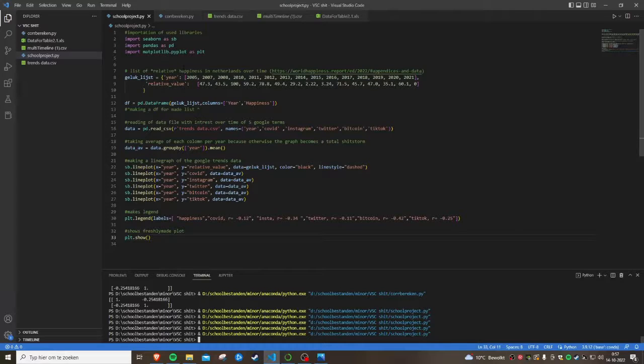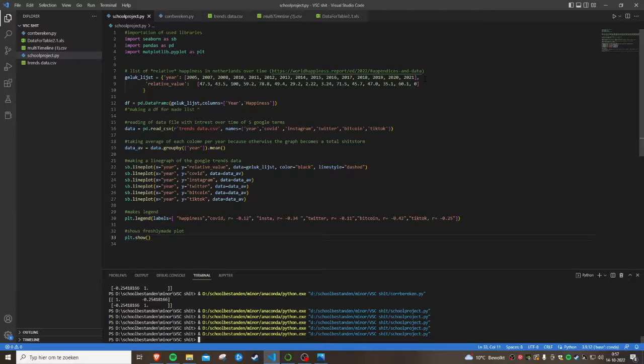I also made the happiness relative, where the lowest happiness ever would be 0 and the highest happiness ever measured would be 100, because otherwise the differences would be too low to get a good correlation on the charts.